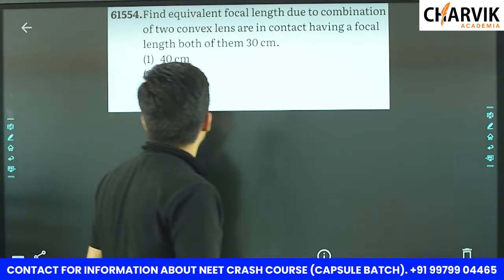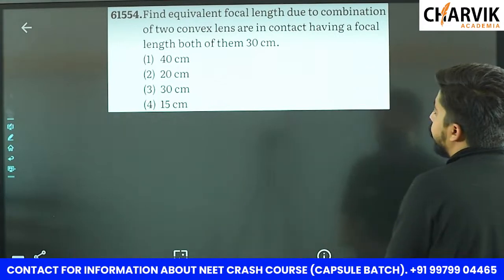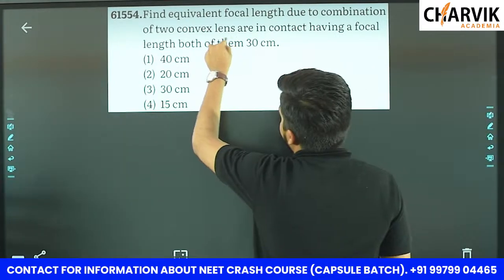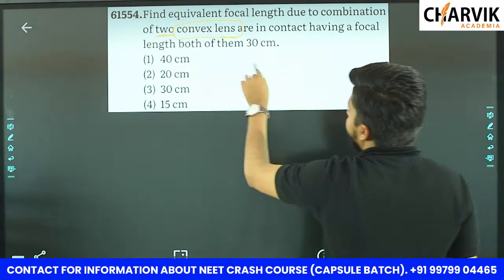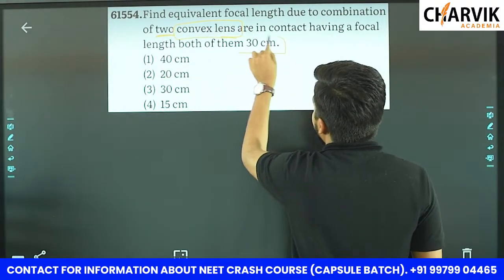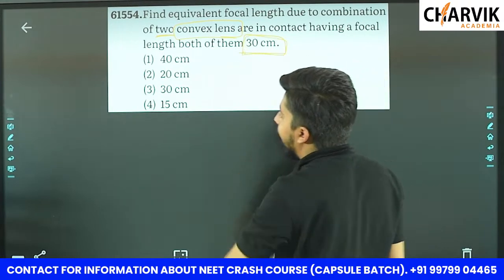So the next question says: find the equivalent focal length due to the combination of two convex lenses. The two convex lenses are in contact, and the focal length of both of them is 30. How will you get it?